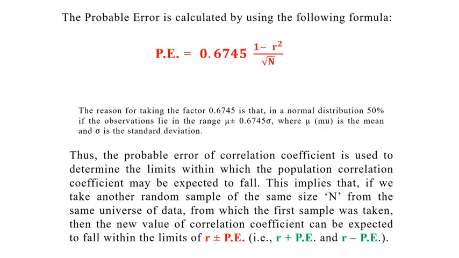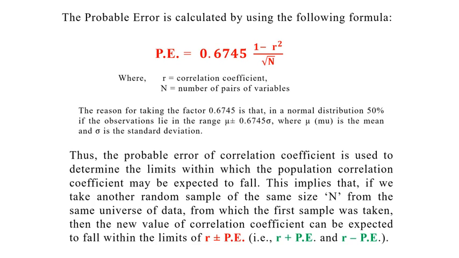So from your same class from which the first sample was taken, the new value of correlation coefficient can be expected to fall within the limits of r plus or minus PE. That is, limits are r plus PE and r minus PE. So these are two things you must remember, r plus PE and r minus PE, to find out limits within which the other sample taken from the same universe, same population can lie. That may be asked for calculations in your examination also. Please remember r plus PE and r minus PE to find out limits.